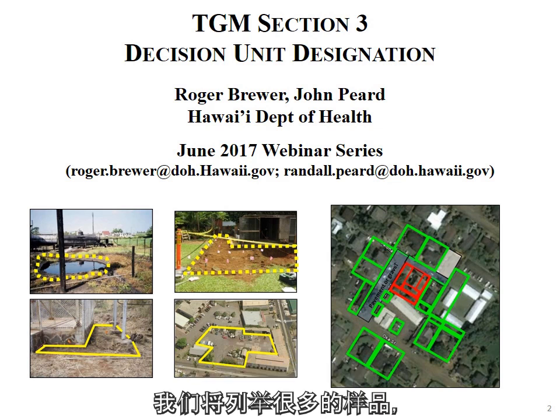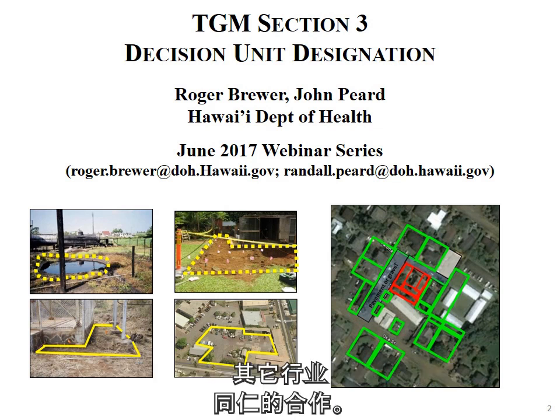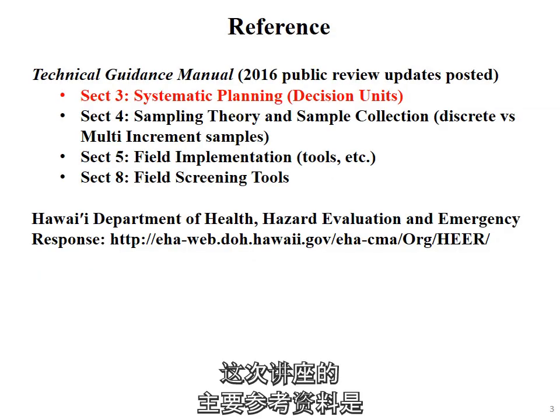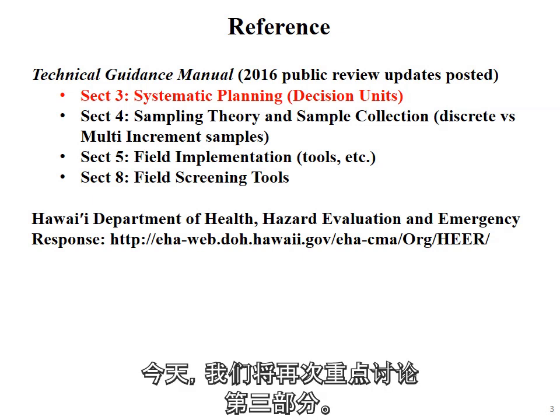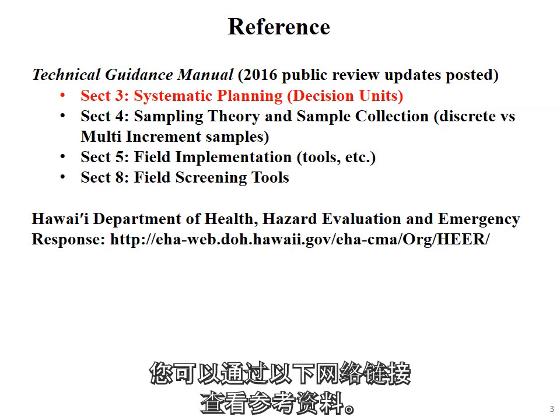We're going to go through a lot of examples of work mostly done in Hawaii, but in collaboration with other people in other areas of the U.S. The primary reference, again, for our presentations is the Hawaii Technical Guidance Manual. We're going to focus again on Section 3 today, systematic planning, and decision units are really the most important part of this section. You see the reference below with the web link.